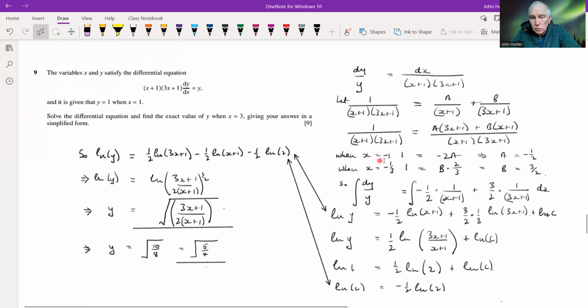If we choose x equals -1, then this B term will drop out, and we'll have 1 equal to A into 3 times -1 plus 1. When we solve that, we get 1 equals -2A, so A equals -1/2. Then we do the same thing, but we eliminate this first term by using x equals -1/3. We end up with 1 equals B into -1/3 plus 1, and that gives us a value of B of 3/2.